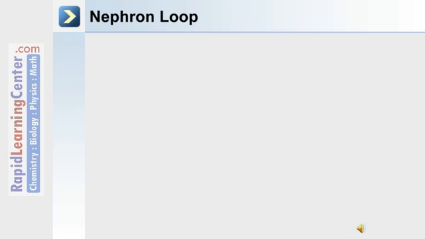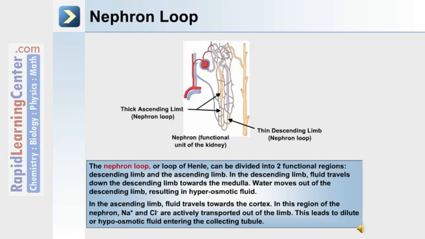The nephron loop or loop of Henle. The nephron loop can be divided into two functional regions, the descending limb and the ascending limb. In the descending limb, fluid travels down towards the medulla region of the kidney. Water moves out of the descending limb, resulting in hyperosmotic fluid. In the ascending limb, fluid travels towards the cortex of the kidney, and in this region of the nephron, sodium and chloride are actively transported out of the limb. This leads to dilute or hypoosmotic fluid, which then enters the collecting tubule.